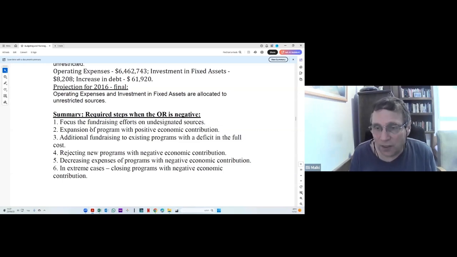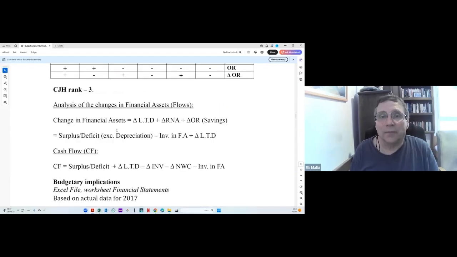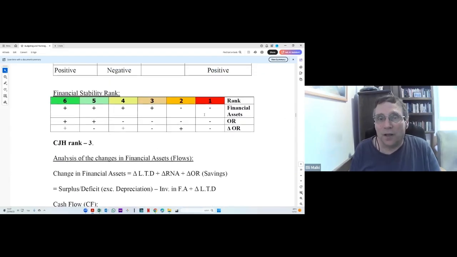The urgency of the steps depends on where we are on this scale. On this side of the scale, with negative financial assets and negative operating reserves, the steps are more urgent, and we may have to revert to steps like number 5 or 6, even 4. Here, the steps are less urgent, but we still have to take them into consideration. So if we don't do them this year, we will have to do them next year.